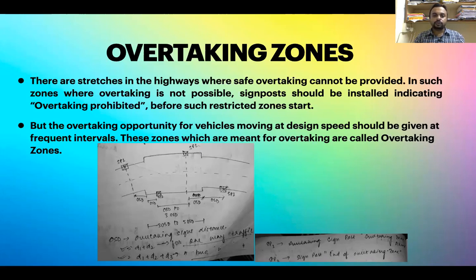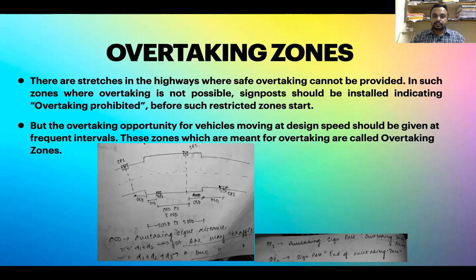In the slides, you can see a typical sketch of the overtaking zone. Here on the left hand side, this is signpost 1, which indicates that the overtaking zone is ahead. That means when you come here by your vehicle, you will understand that there is an overtaking zone. If there is any slow moving vehicle here, you will start overtaking. And here signpost 2 says that the overtaking zone ends, so you should not start overtaking from here. Similarly, in the opposite direction, signpost 1 is here, which shows overtaking zone ahead, and here signpost 2 shows the end of the overtaking zone.